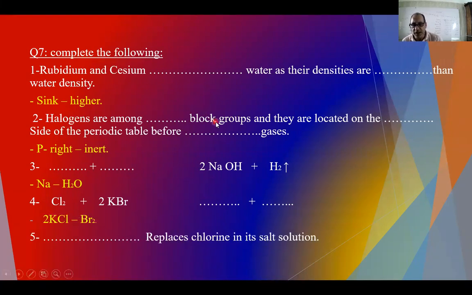Number 5: which halogen replaces chlorine in its salt? We have only one option. Above chlorine there is only one element, which is fluorine. So fluorine is the only halogen that can replace chlorine.